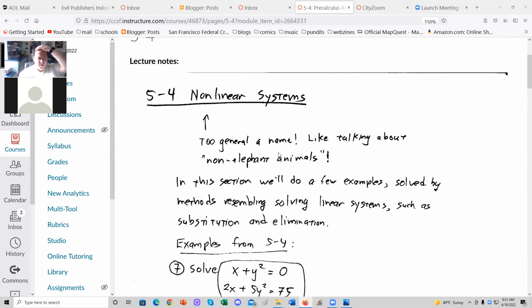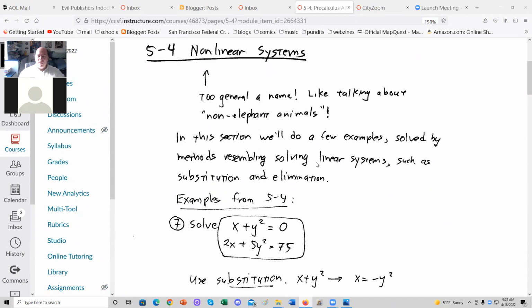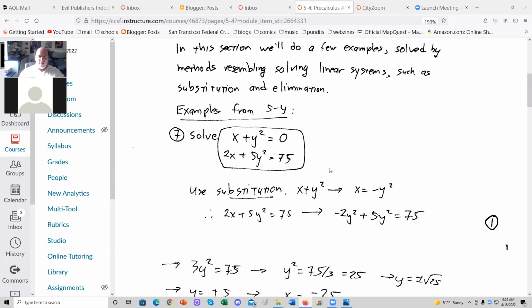So this section is only a very, very brief, sketchy look at some nonlinear systems. Generally, these will be related to what are called conic sections: circles and ellipses and hyperbolas and lines. So what we'll do is use methods resembling linear systems, such as substitution and elimination. For example, x plus y squared equals 0 and 2x squared plus 5y squared equals 75.